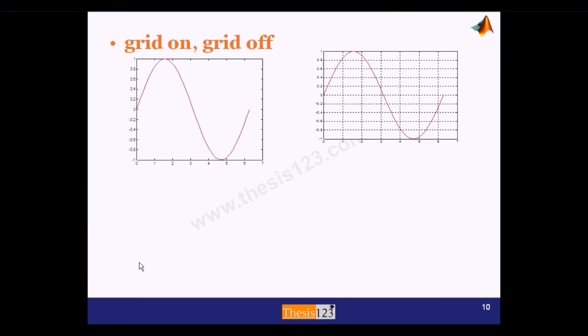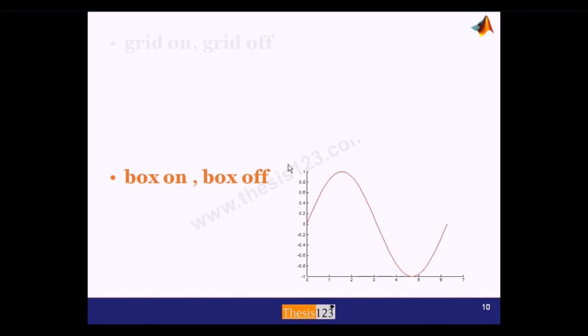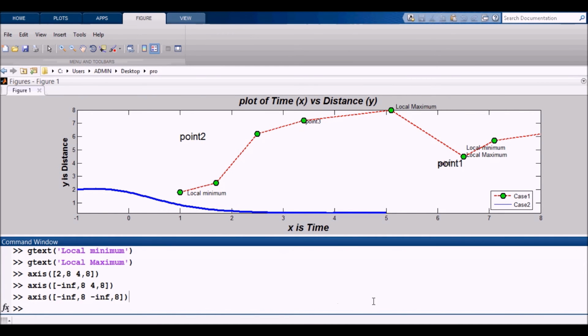Next you have grid on and grid off. When you want to show the grid, grid on, all the vertical lines will come. If you don't want to show it, use grid off, and it will come like this. Or you can also use just grid, which toggles between grid on and grid off. If the grid is there, it will turn off; if it is not there, the grid will come again. And similarly box on and box off.